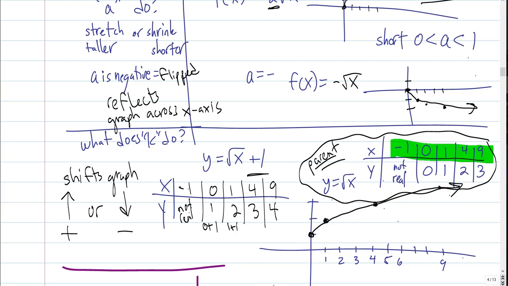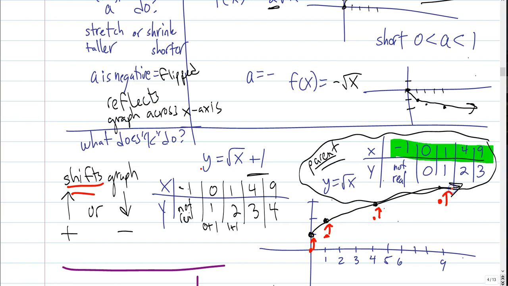It looks just like the parent graph. You're like, well, how do I know? Well, the parent graph was these points. What happened? All of those points were shifted up 1. So I don't have to make a table if I know the parent graph. I literally could just make the parent graph and shift every point up 1.